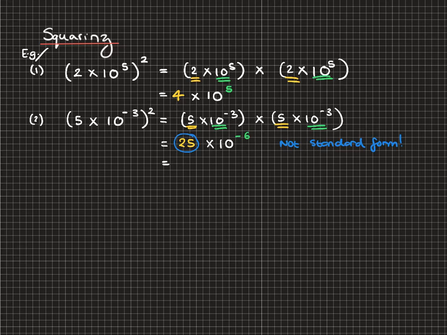So we need to rewrite this as 2.5. Well, how did I do that? I divided by 10 in this part of the calculation, so I must multiply by 10 to balance. So 10 to the negative 6, when you multiply by 10, remember the powers are going to become more positive, moving up the powers on that list, so that's going to become negative 5. So we have 2.5 times 10 to the power negative 5.